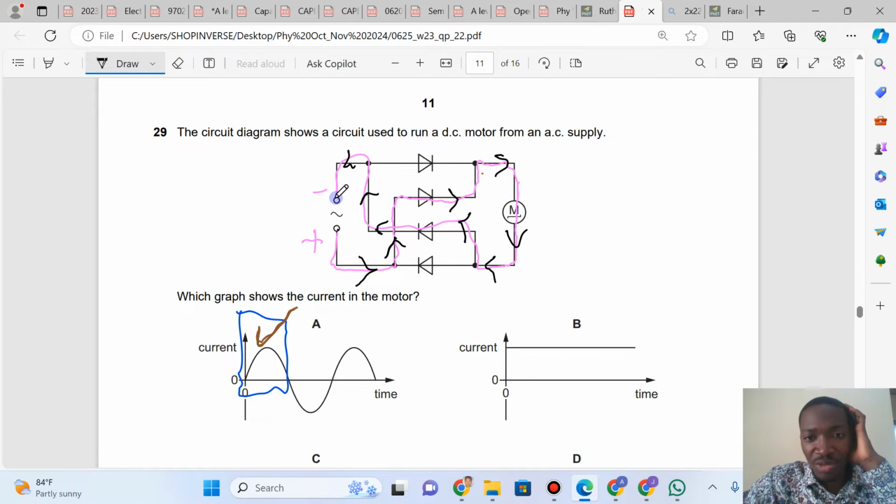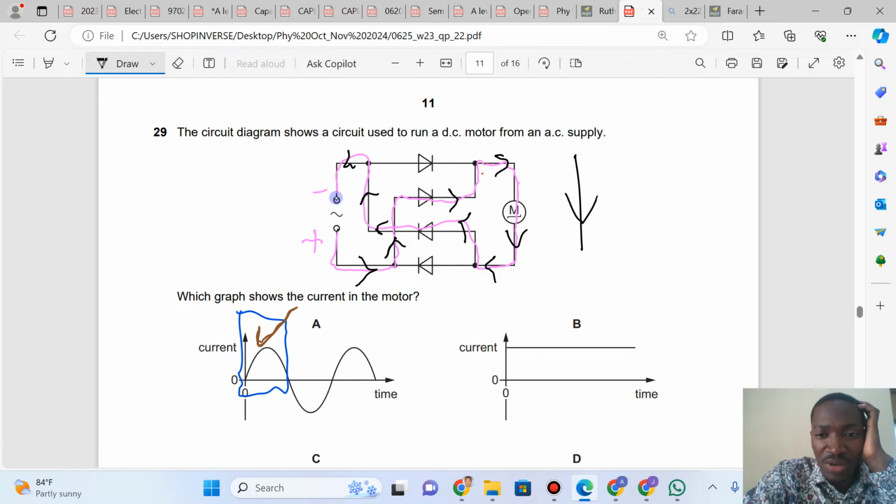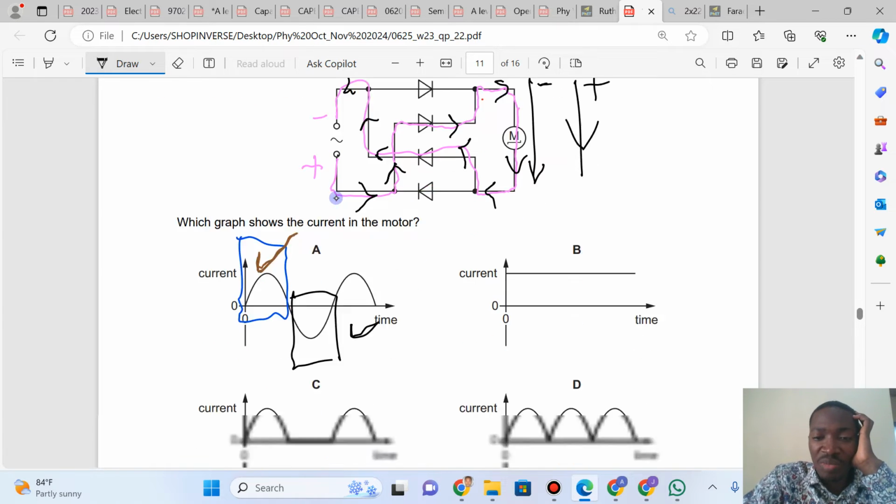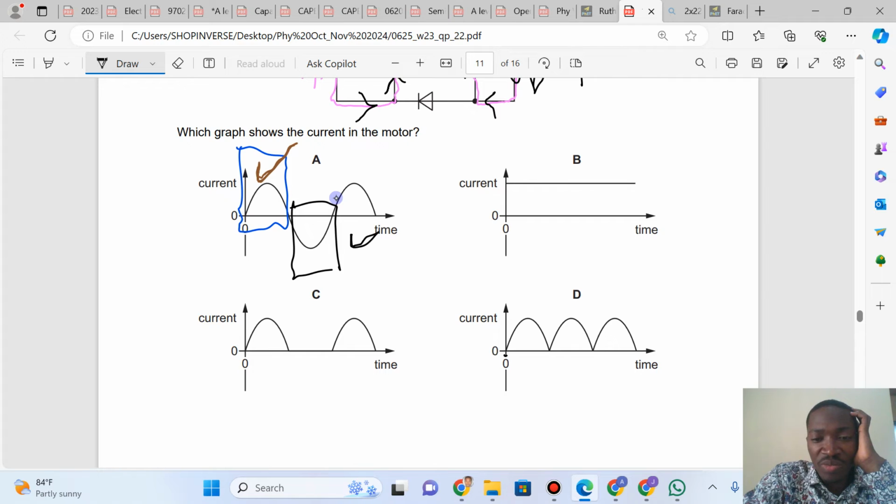So take note of something. During the positive half cycle, current flows through the motor in a downward direction. During the negative half cycle, current also flows through the motor in the downward direction. So during the negative half cycle, we also have current flowing in the circuit. That simply means current will keep flowing. During the positive half cycle, current flows. During the negative half cycle, current flows. Positive half cycle again, current will flow. The next negative half cycle, current will flow.